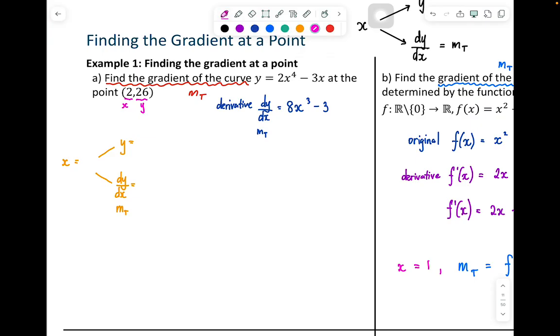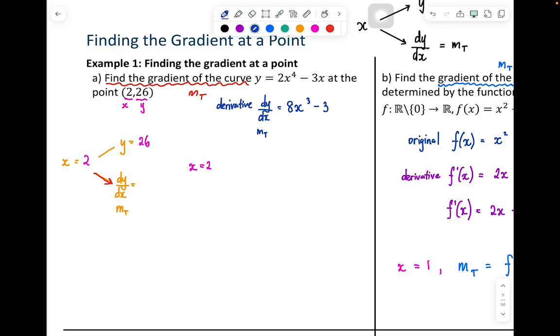I'll use this diagram here to illustrate that further. We can see the x value is 2 based off the coordinate, and the y value is 26. For a direct connection, we can't find dy dx using our y value. We only have a direct connection from x equals 2 to get to our gradient. So we can see it goes in that direction there. So for us to find our gradient, we need to substitute in x equals 2.